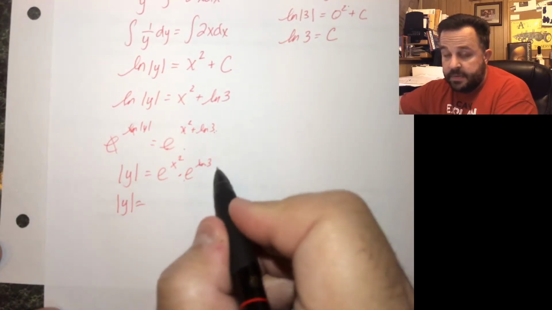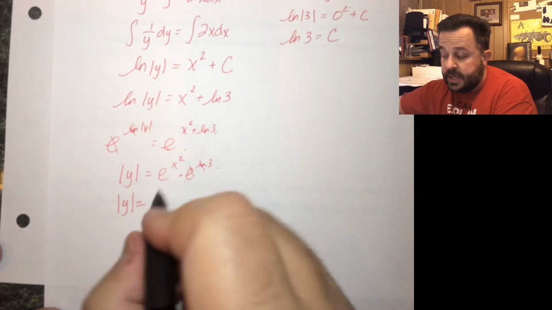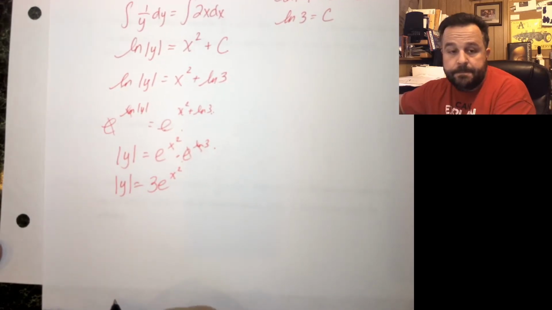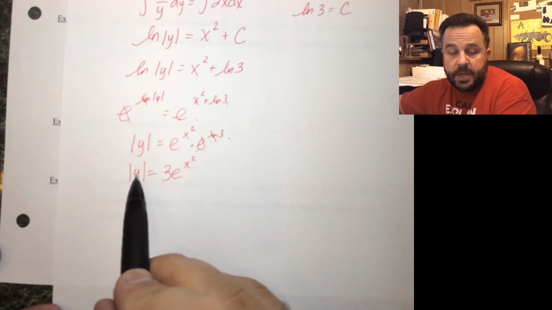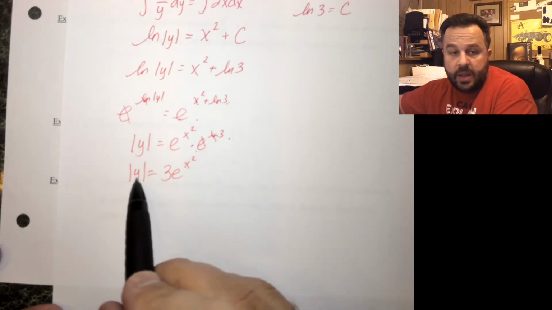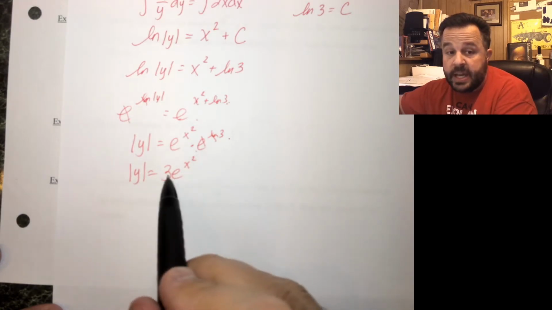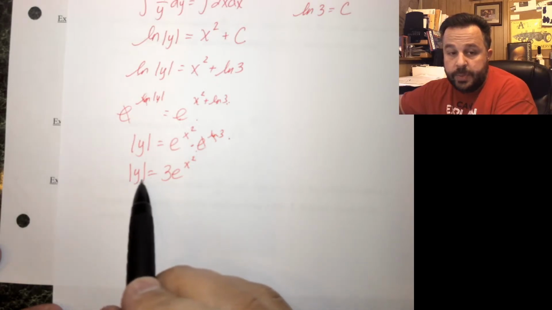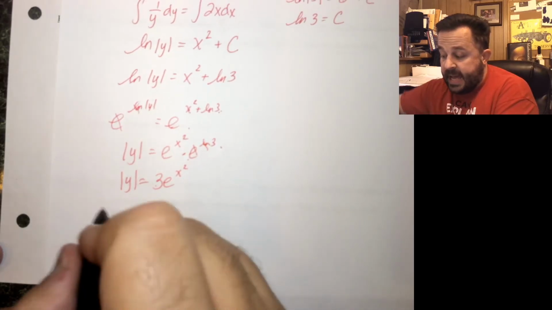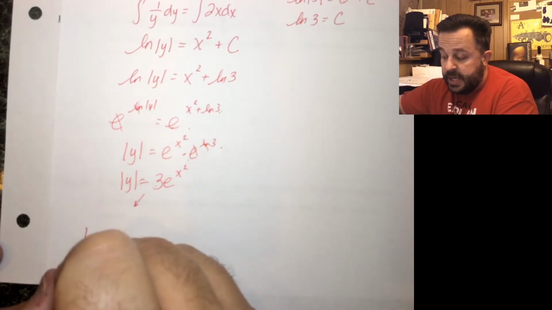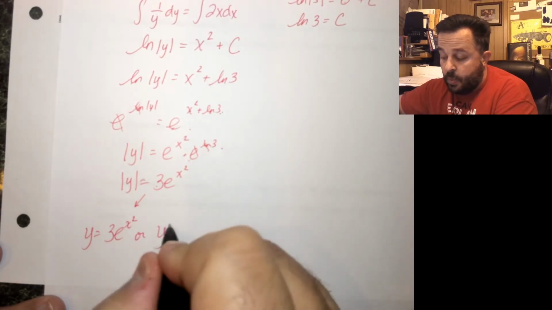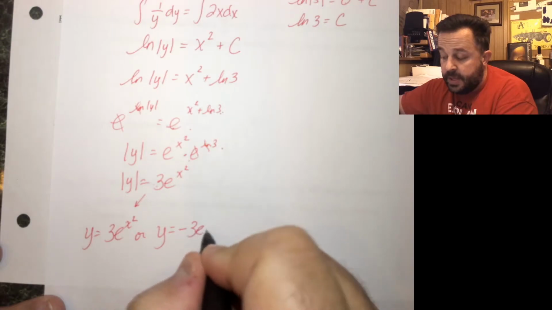But e to the ln of 3 is just 3 because the e and ln cancel, so I get 3e to the x squared. Now in this case, because the absolute value of y is equal to 3e to the x squared, then y could be 3e to the x squared, or it could be negative 3e to the x squared. So I'm going to just go ahead and branch it here: is it y equals 3e to the x squared, or is it y equals negative 3e to the x squared?